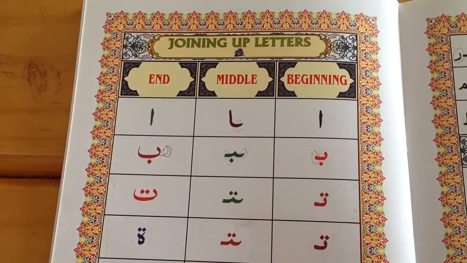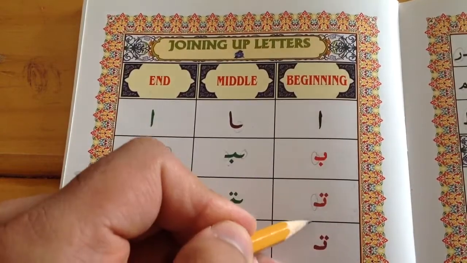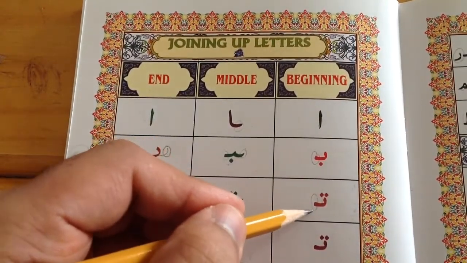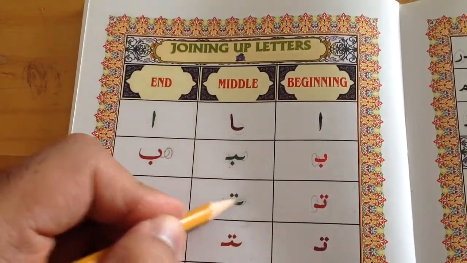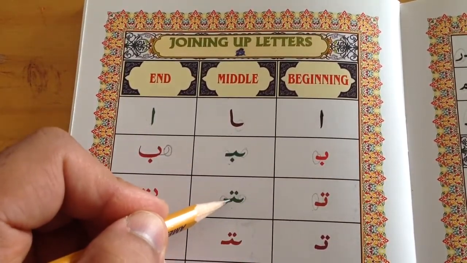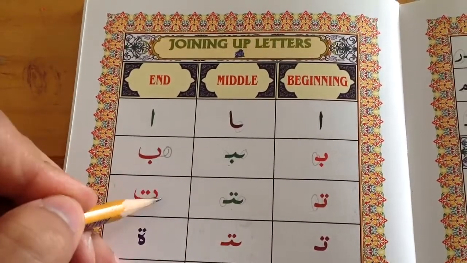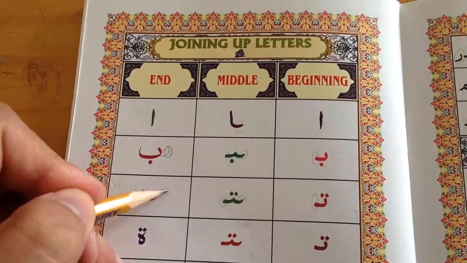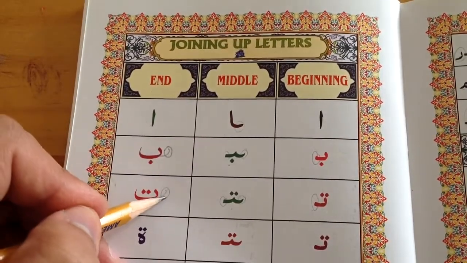Ta. It's just like ba. When ta is in the beginning, it has one tail which joins to the letter after it. When it's in the middle, it has two tails, joining to the letters before and after. Same thing here, there should be a tail. When it's at the end, it has a tail which joins to the letter before it.